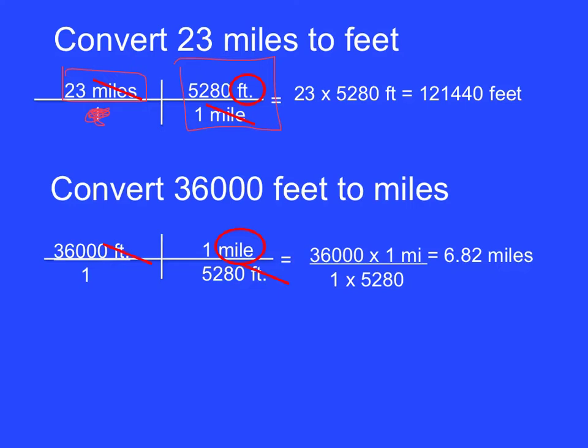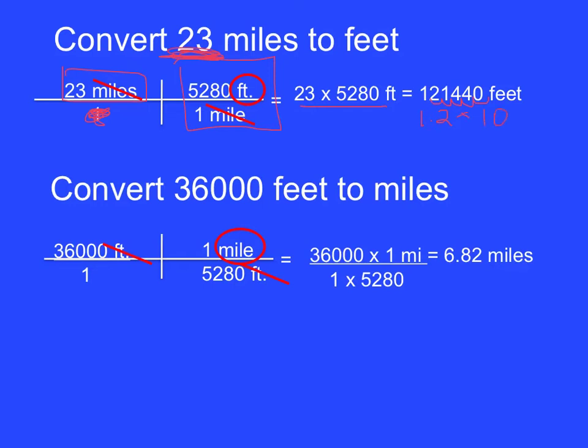Now for the math, you're going to multiply everything across the top. Everything on the bottom is a 1, so we'll just ignore that because that doesn't change the value. So they got an answer of 121,440 feet, but that's not the correct number of significant digits. So we want to make sure we state it as the correct number of significant digits. We need 2 because the original data, 23, is 2 significant digits. So we need the 1 and the 2. We're going to have to move the decimal over. Looks like 5 places.